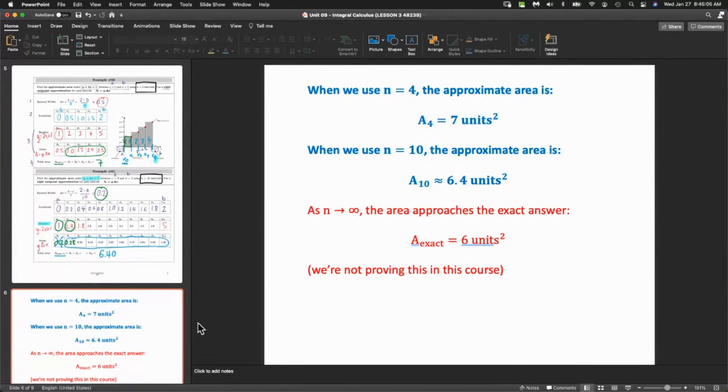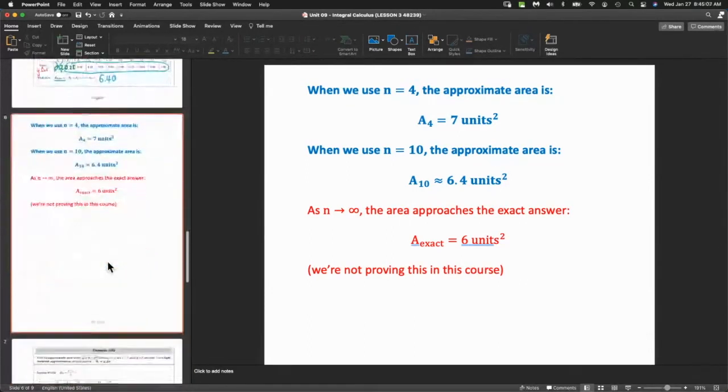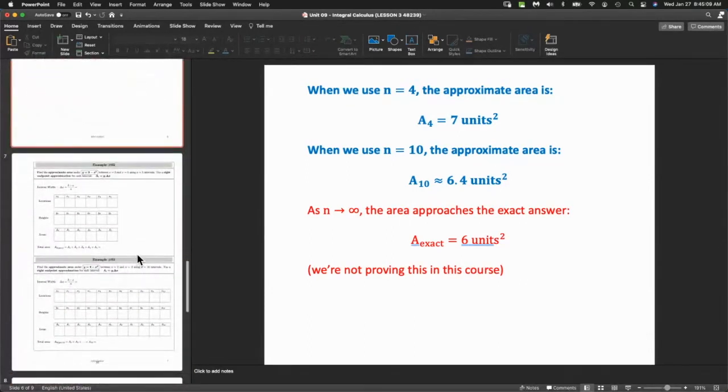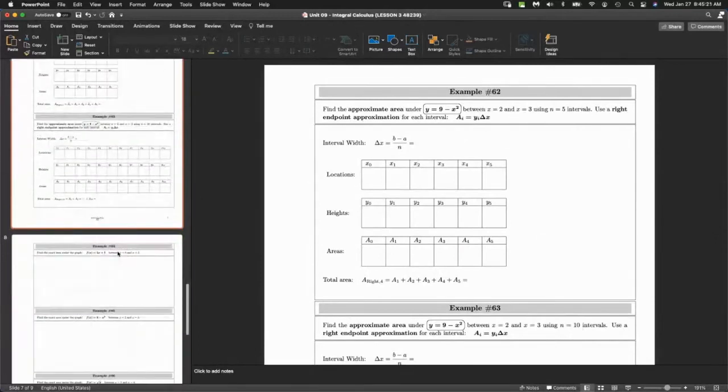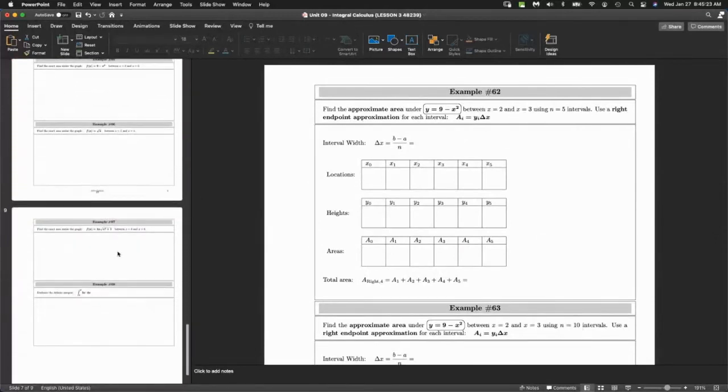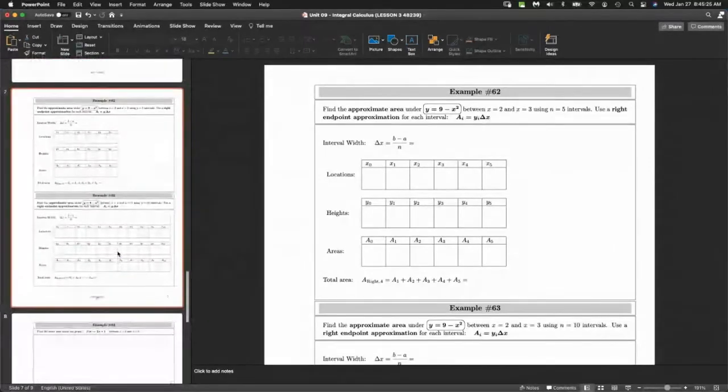So what I want to do now is start off the next example. We're going to go to example 62, and we're going to do the process for a parabola. This is a parabola this time. And notice that there's a 5 and there's a 10. And then after that, I'm going to talk to you about how this relates to the antiderivative. And that'll be the end of our lesson.